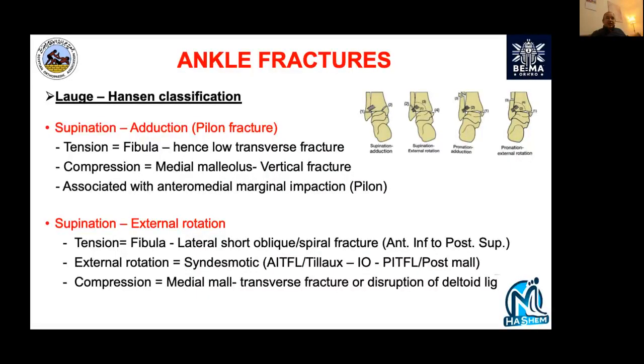Then the next stage after fibular failure will be failure of the medial side. The lateral is the tension side, which fails first. The second side, which will fail last, will be the compression side, which is the medial mal, which will have a vertical fracture. And the problem with supination adduction, if the amount of force is enough to cause a supination adduction injury, it may cause an anteromedial marginal impaction, which is a pilon fracture. So supination adduction is a pilon fracture or fracture of the tibial plafond by definition.